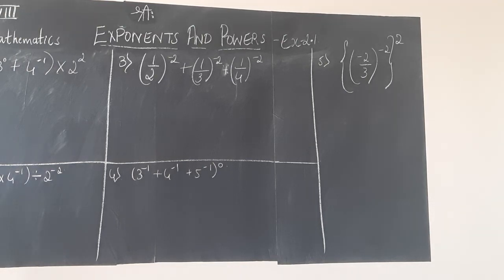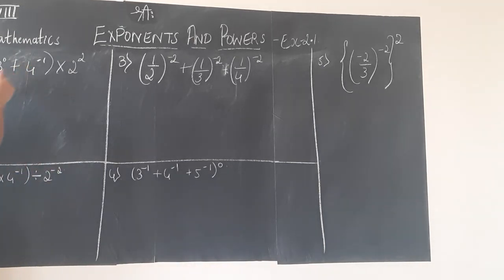We have to simplify the following. First question is 3 to the power 0 plus 4 to the power minus 1 into 2 to the power 2. So, we know children, any number to the power 0 means what is its value? It is equal to 1. So, now I can write this 3 to the power 0 as 1. This in between plus sign I am writing as it is.